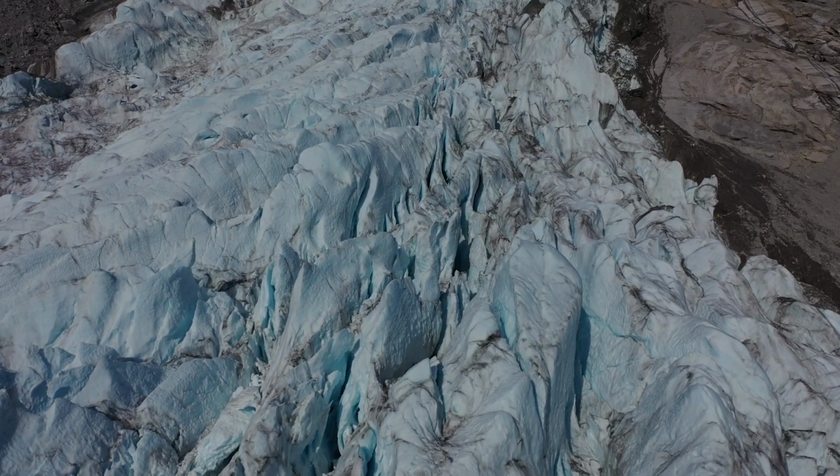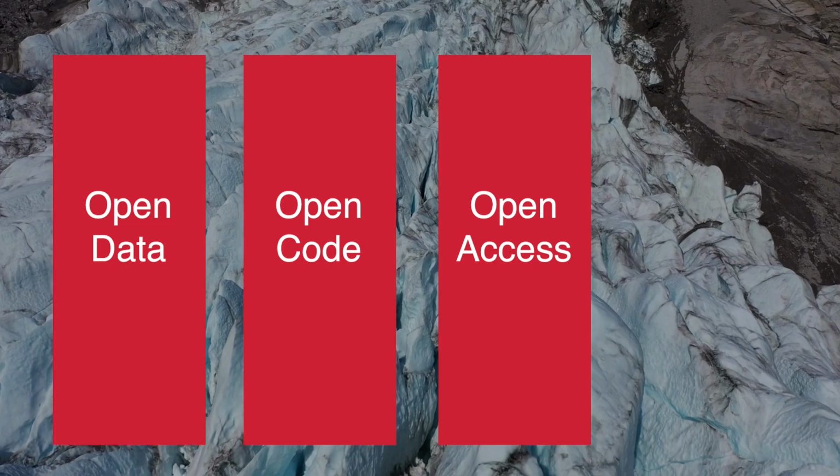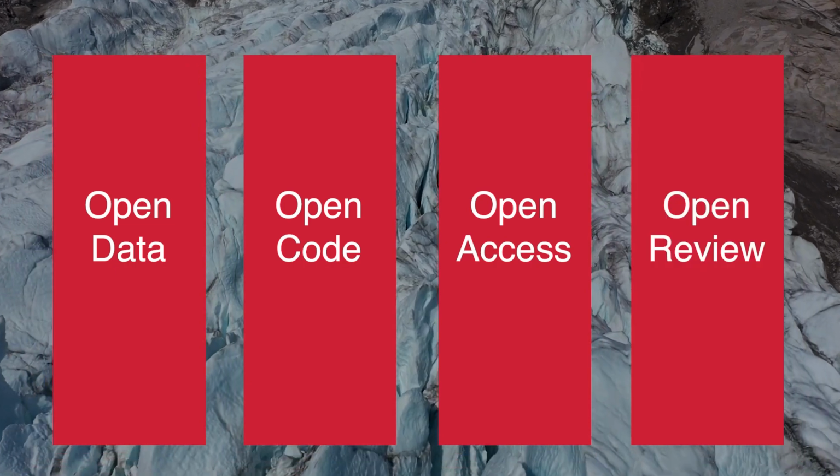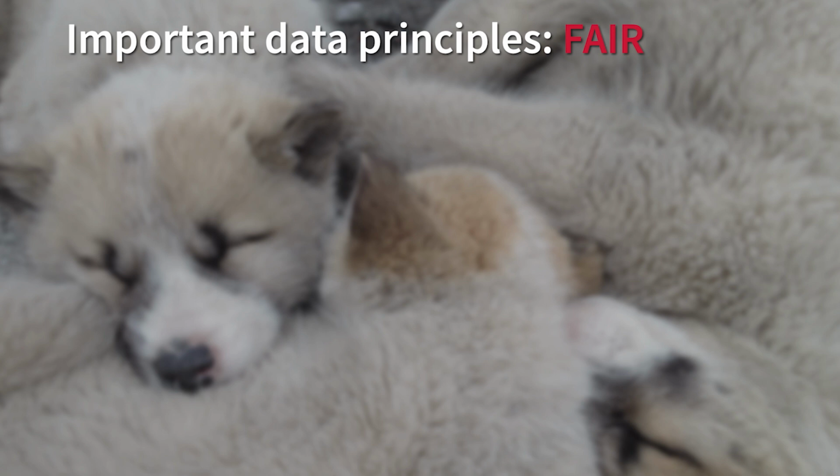The 4 pillars of open science are open data, open code, open access to publications, and open review. Let's talk more about open data principles and how QGreenland's data package embodies these principles. FAIR Data Principles is an acronym that stands for Findable, Accessible, Interoperable, and Reusable.